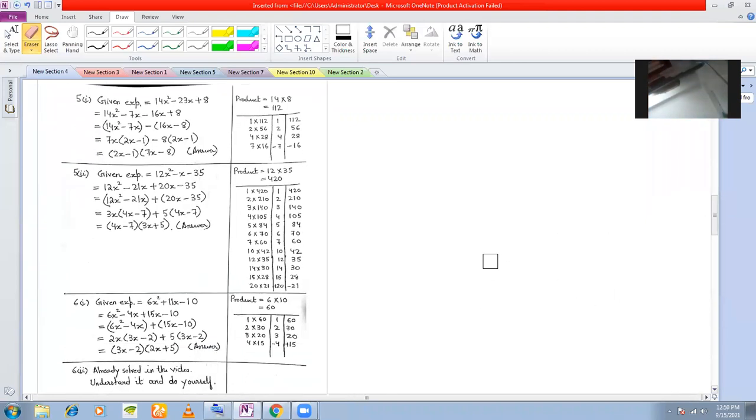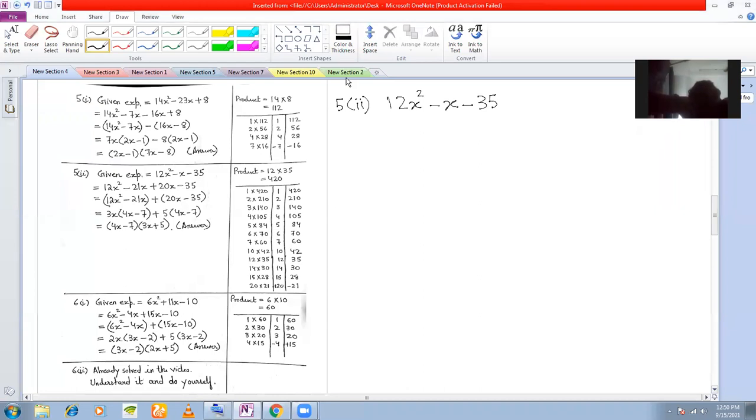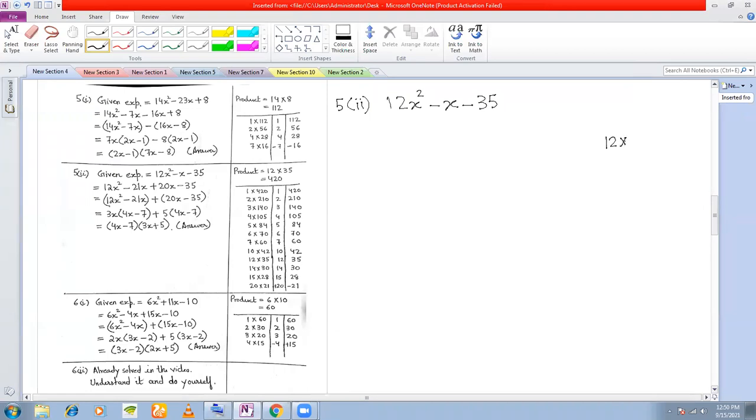Okay. Let's see the next one, 5-2. The given expression here is 12x square minus x minus 35. Now, here, the powers of x are already arranged in descending order, right? That means you simply need to multiply 12 and 35. 12 into 35. If you multiply, how much are you going to get? You'll get 420. Now we want to factorize 420 into 2 factors.